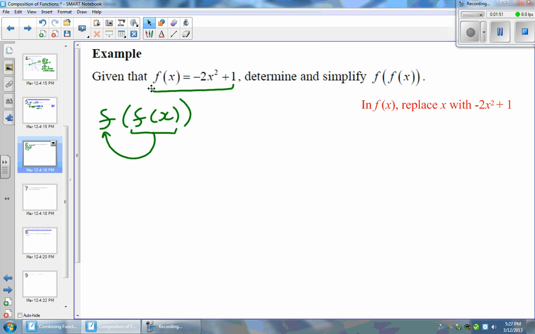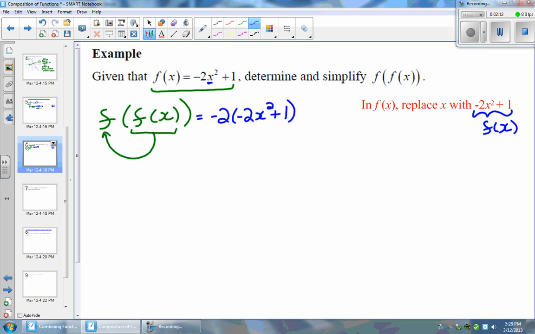In f of x, you're going to replace x with negative 2x squared plus 1. And that expression is f of x. Okay, so let's start with f of x here. We have a negative 2, and now we have an x. But instead of x, we're going to write out negative 2x squared plus 1. Okay, close your brackets. Don't forget about that squared there. You have to square it, and don't forget about the plus 1.